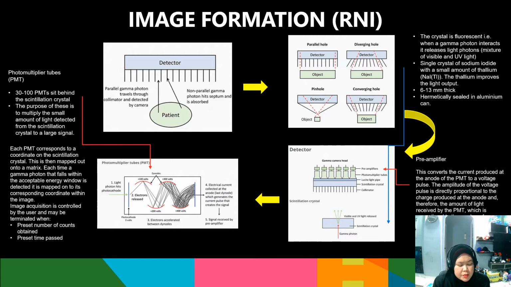Each PMT corresponds to a coordinate on the scintillation crystal. This is then mapped out onto a matrix. Each time a gamma photon that falls within the acceptable energy window is detected, it is mapped onto its corresponding coordinate within the image. Image acquisition is controlled by the user and may be terminated when a preset number of counts is obtained or a preset time has passed.